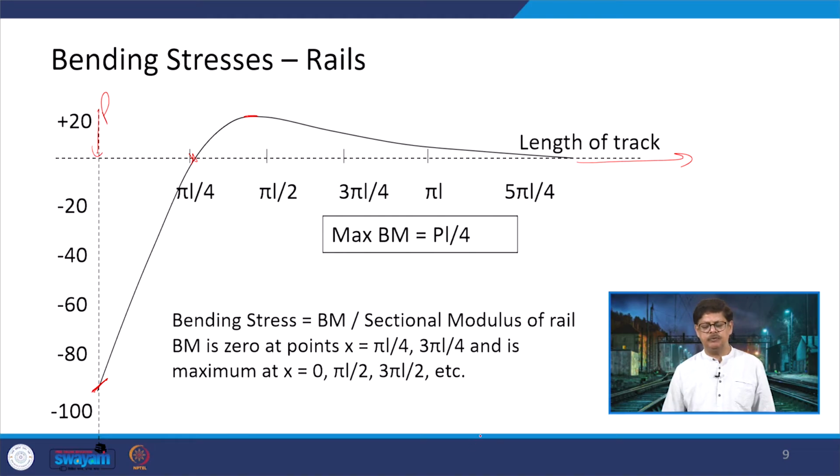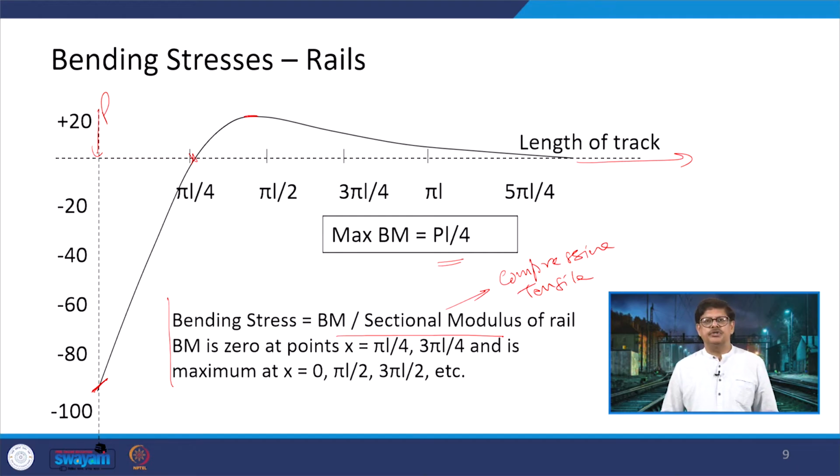Now, this maximum bending moment value is PL by 4, whereas the bending stress is nothing but the bending moment divided by the sectional modulus of the rail, and this sectional modulus of the rail has to be considered with respect to the compressive or tensile zone. So, in the rail section there will be a neutral axis. With respect to the neutral axis, on one side there will be a compression condition, on the other side a tensile condition. So, we need to calculate the sectional modulus of that section only.